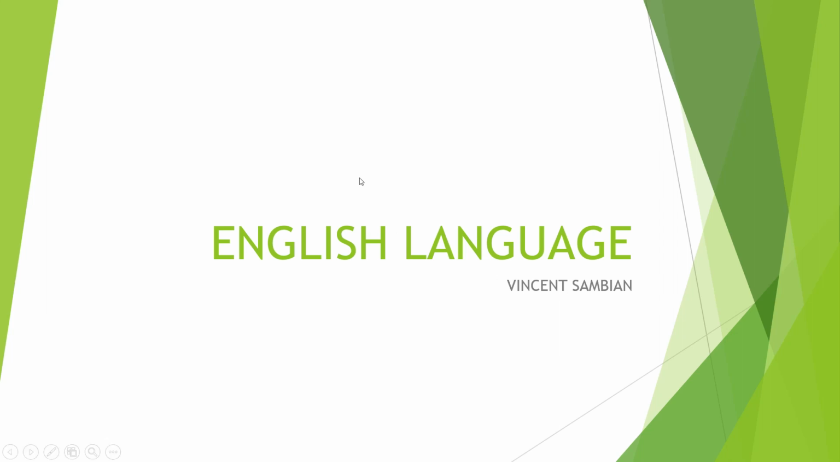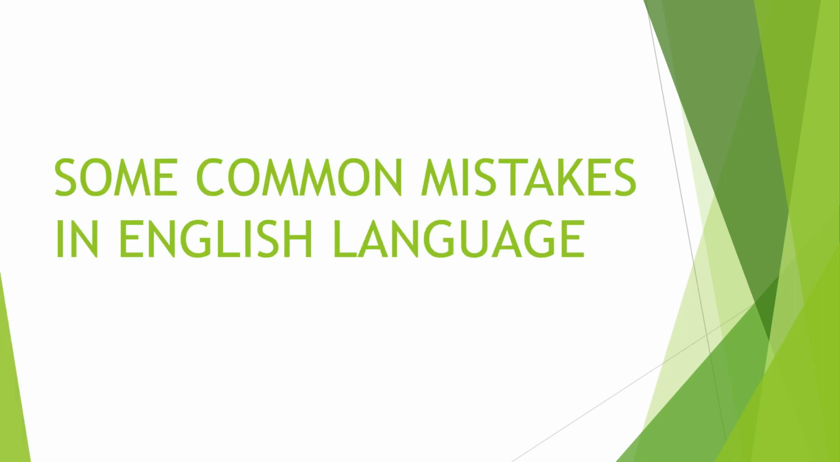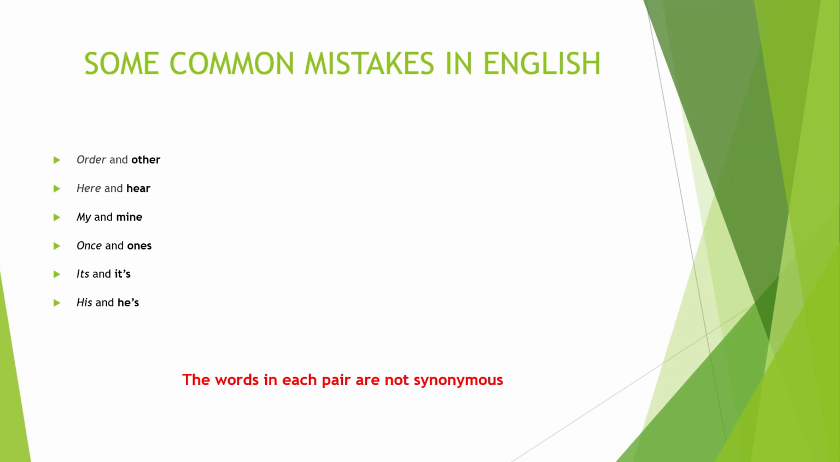We are coming to learn English language, and today we are looking at some common mistakes in English language, and our focus is going to be on the written aspect, how some words are used interchangeably. They are used as though they are synonyms, but they are not. And these are the pairs of words we are going to look at in today's lesson.